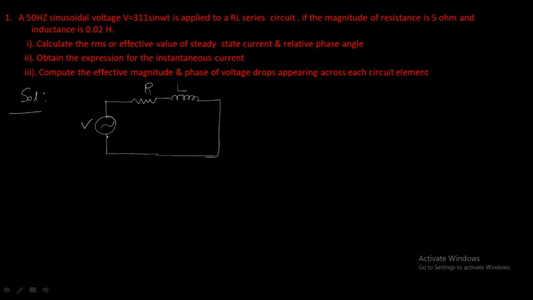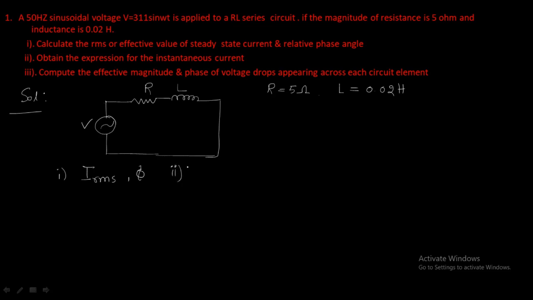If the magnitude of the resistance is 5 ohms, the given R value is 5 ohms. Next, inductance L equal to 0.02 Henry. Calculate the RMS or effective value of the steady state current and relative phase angle. So first he is asking to find out the RMS current and the phase angle.